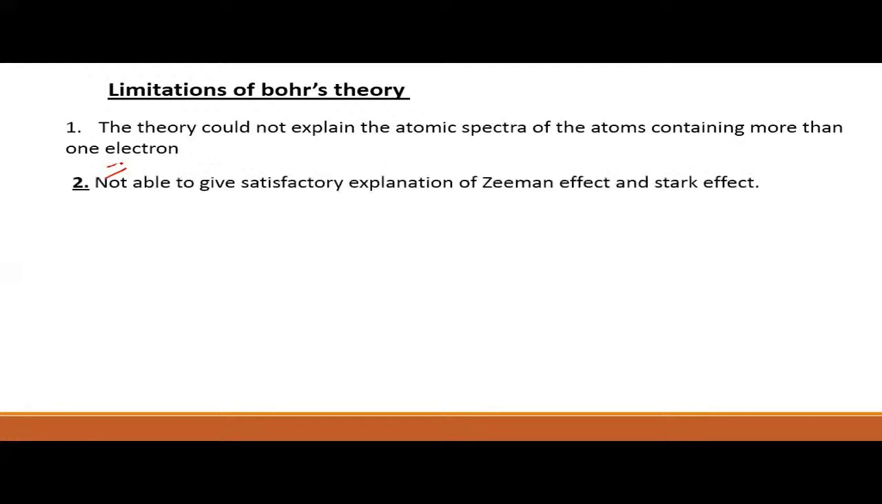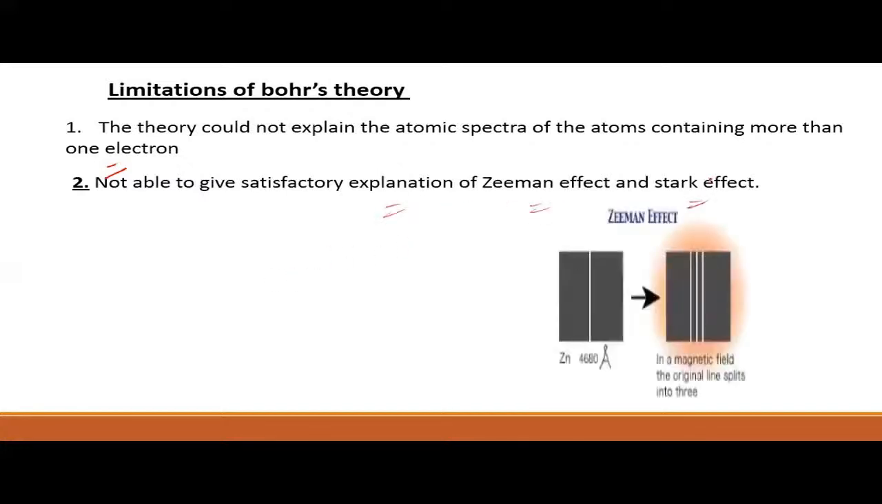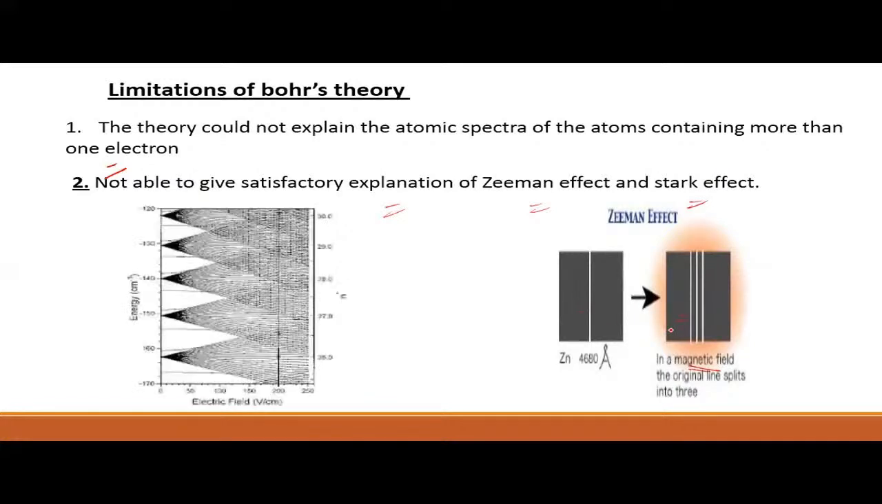Second, it is not able to give a satisfactory explanation for the Zeeman effect and Stark effect. What is the Zeeman effect? When a spectral line is passed through a magnetic field, it splits into multiple lines. This is known as the Zeeman effect. He is not able to explain this effect. Similarly, the Stark effect: when a spectral line is passed through an electric field, it splits into multiple lines. He is not able to explain the Stark effect.